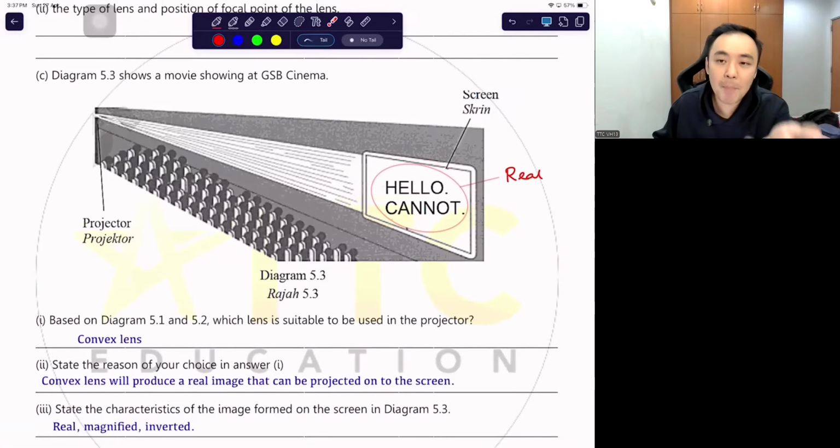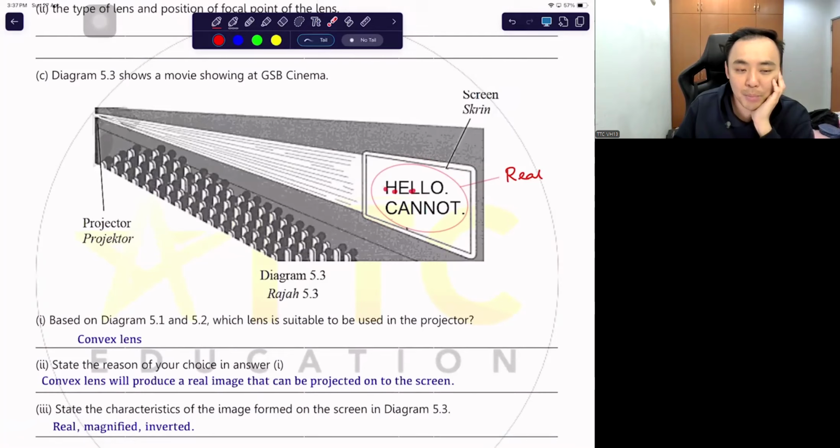Okay? Then of course you say, hey, but then this one, how is it inverted? This one I can see the word clearly, right? The reason very simple, because at the projector here, you know what they do or not? They purposely put the object upside down. Then when projected out, they become this. Now, this is inverted.